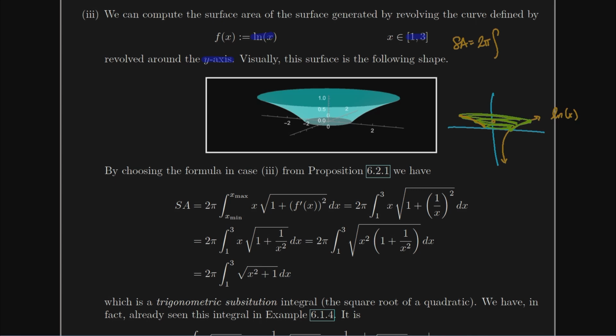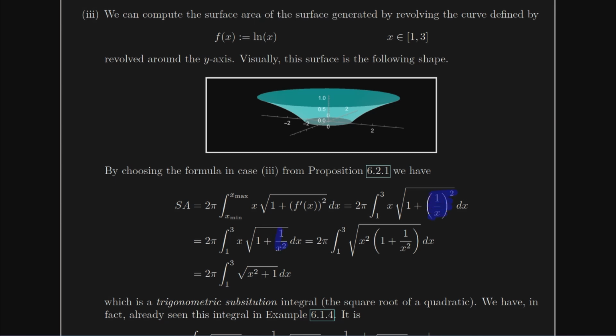What's the radius here? Well, if everything's in the variable x, the radius, the distance from the y-axis, is simply x. And we have the arc length differential square root of 1 plus f prime of x squared dx. Minimum value for x here is 1, maximum value for x is 3. What is the derivative of log? Well, the derivative of log is 1 over x. We're going to go ahead and simplify this 1 over x to be 1 over x squared.